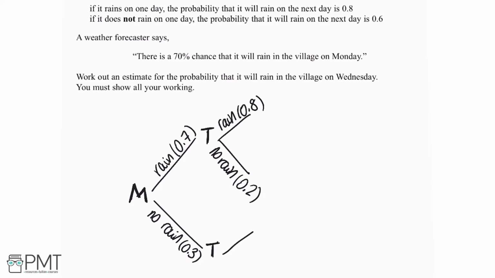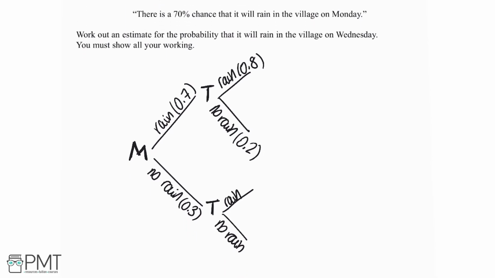Now, focusing in on this path here, the difference is that on Monday, it didn't rain. And we're told in the question, if it does not rain on one day, the probability that it will rain on the next is 0.6. So now this path, the probability of it raining on Tuesday is going to be 0.6. And not raining, again, using the fact that they add up to 1, is going to be 0.4. Now we've almost made it to Wednesday, so that's our goal. We want to work out an estimate for the probability that it will rain in the village on Wednesday.